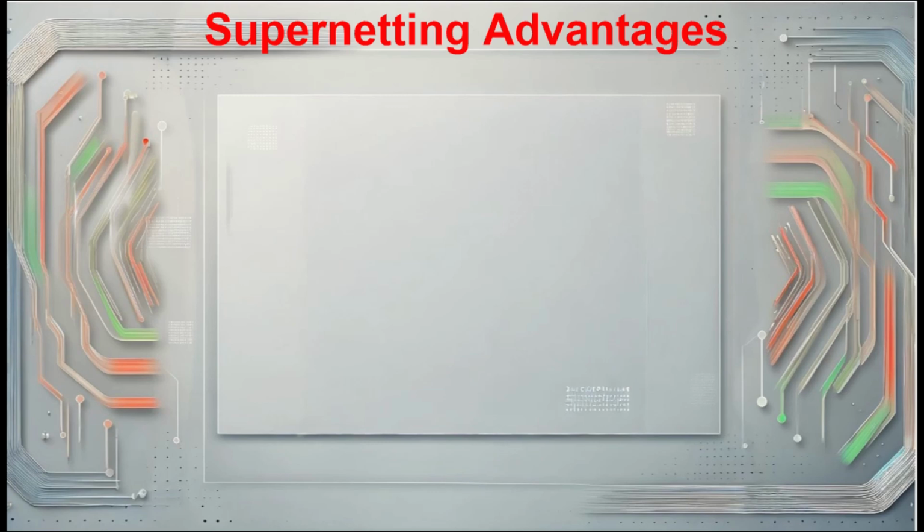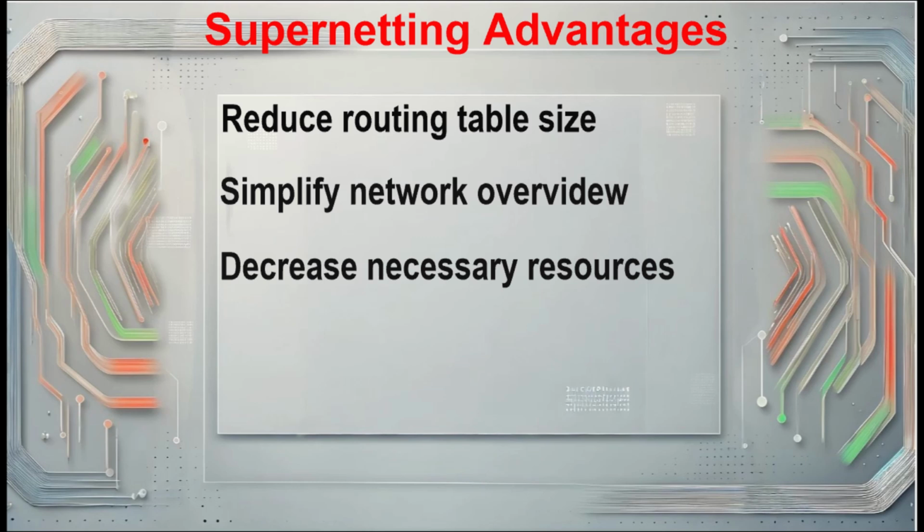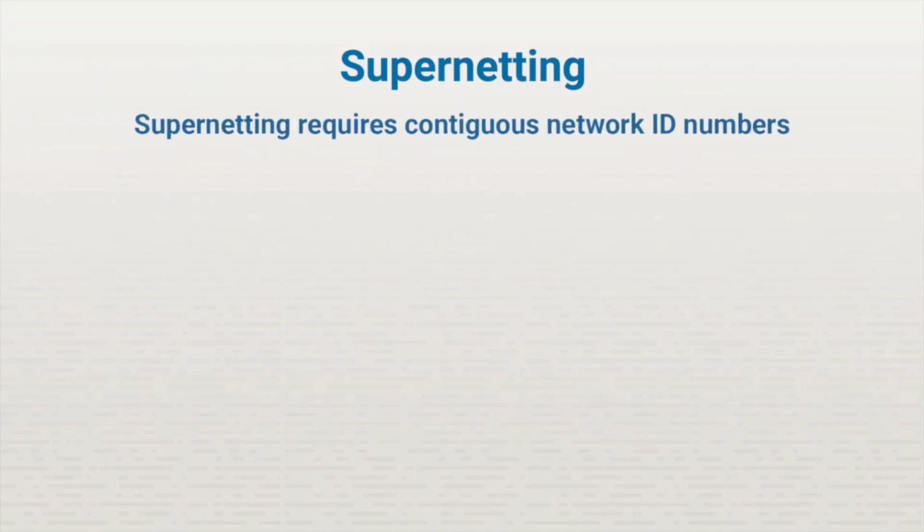Supernetting has many advantages, including reducing routing table size, simplifying a network's overview, decreasing CPU and memory resources, and improving network performance. Supernetting is where we combine smaller pools of IP addresses to make a larger one. When supernetting, the main rule to remember is that network IDs must be in sequence to combine or summarize them. In other words, their network ID numbers must be contiguous.